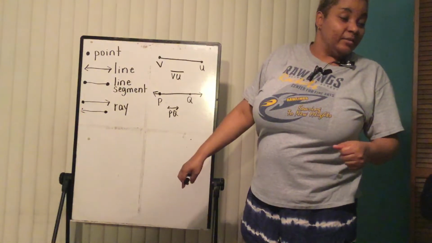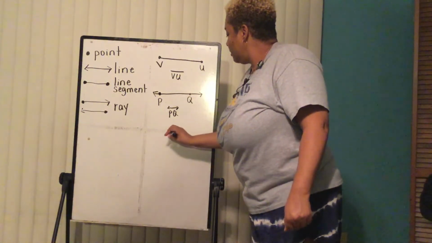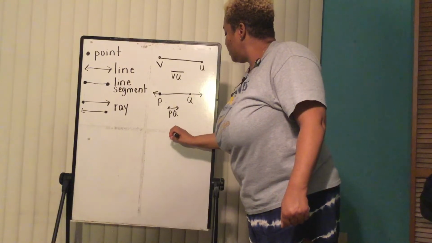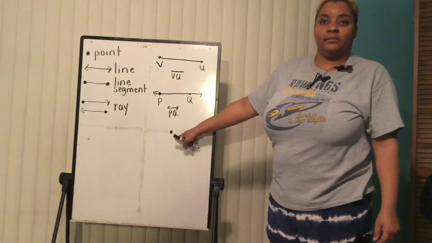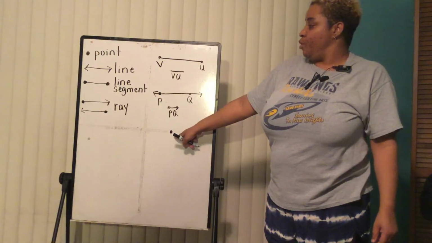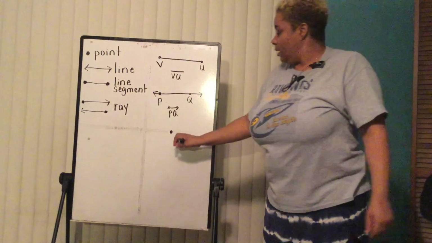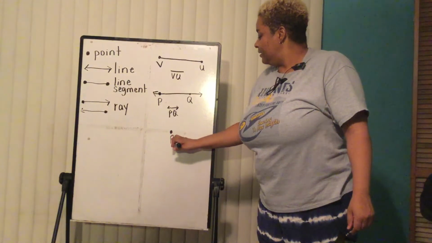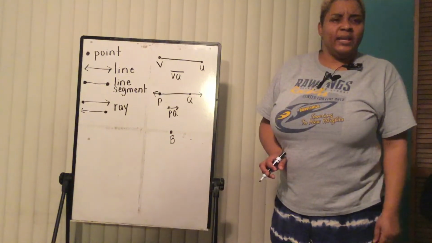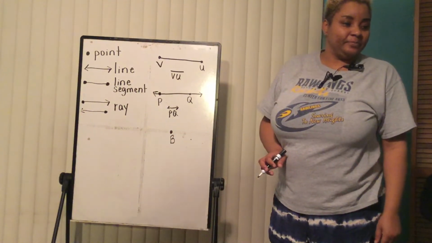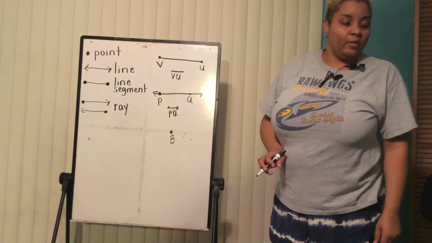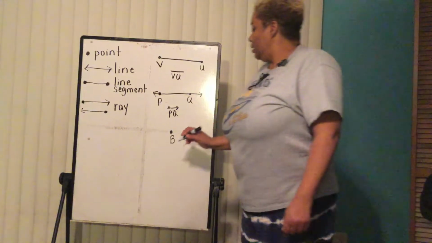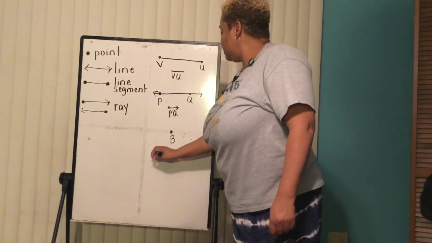Let's try something else. What do I have? Line, line segment, point, or ray. I'm going to call this point B. Go ahead and get that down for me, please. All right. Let's try something else.